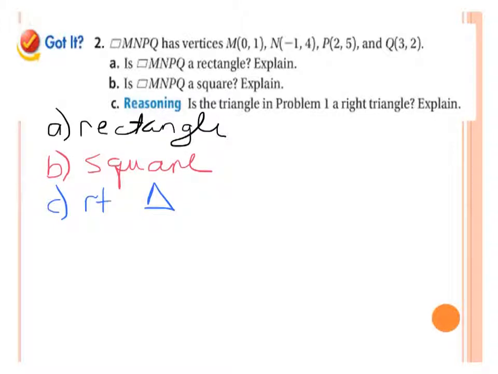Okay, so A is a rectangle, because if you found the slopes of the intersecting sides, you would find out they are all opposite reciprocals of each other. Therefore, they're all perpendicular. On B, it is a square, and in order to find out if it's a square, you had to find the distances of all the sides, and you'll find out that they're all equal. And on C, in problem number 1, you found out that it is a right triangle, because if you find the slopes of AB and BC, you'll find out that they're opposite reciprocals of each other.